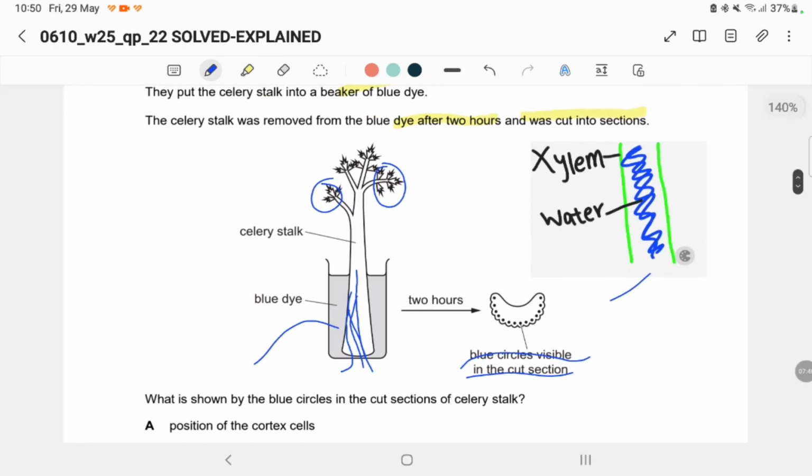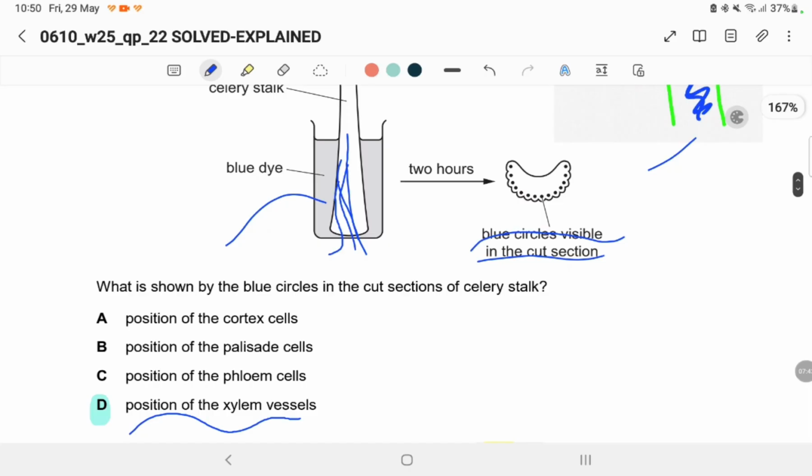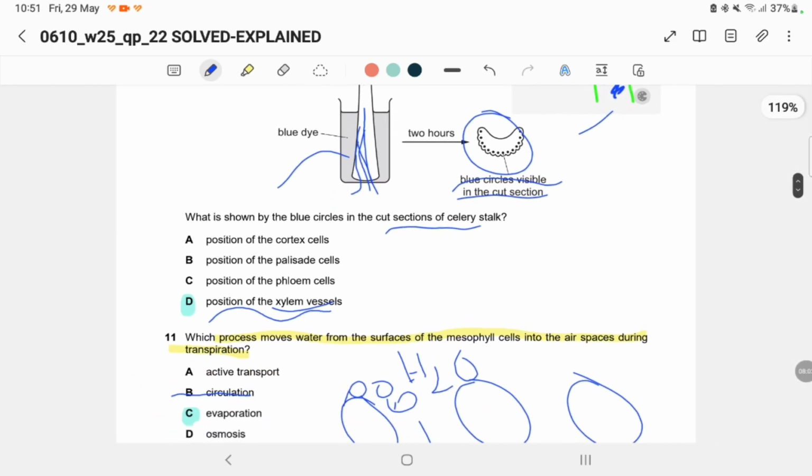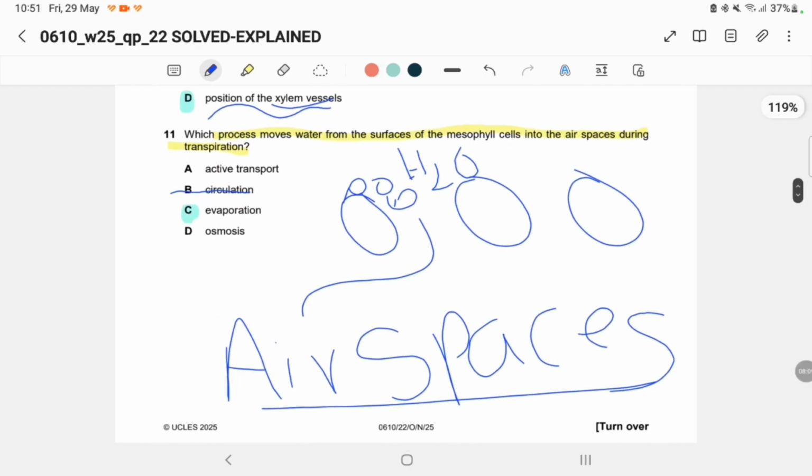So basically the question is telling you, these blue circles right down here, the cut sections of the celery stalk, what do they represent? Of course, these are positions of the xylem vessel. Why not phloem? Because phloem transports your sucrose by translocation and amino acids, which is not the case, because as we know, xylem only transports water and mineral ions. So basically it's a very basic idea. You have seen it in paper 6 before, in paper 4, and it's very common in your syllabus.